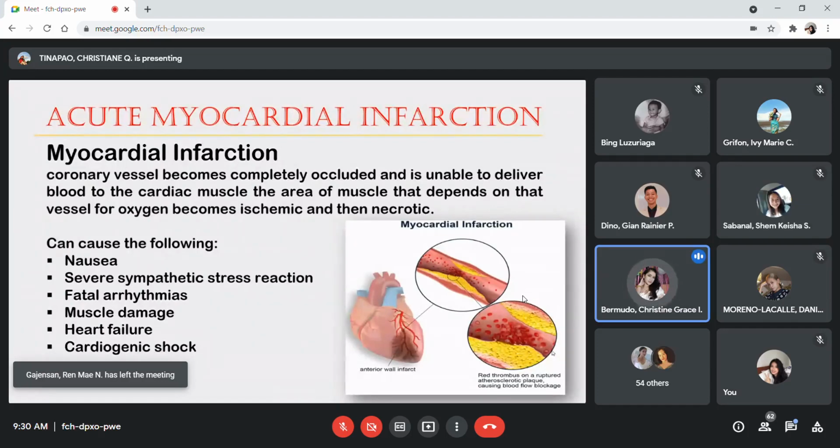It is possible that the pain associated with this incident will be intense. There may also be nausea and significant sympathetic stress reaction. Arrhythmias can occur in surrounding ischemia and irritable tissue after a myocardial infarction. So this is a significant risk. The majority of MI-related deaths are caused by fatal arrhythmias.